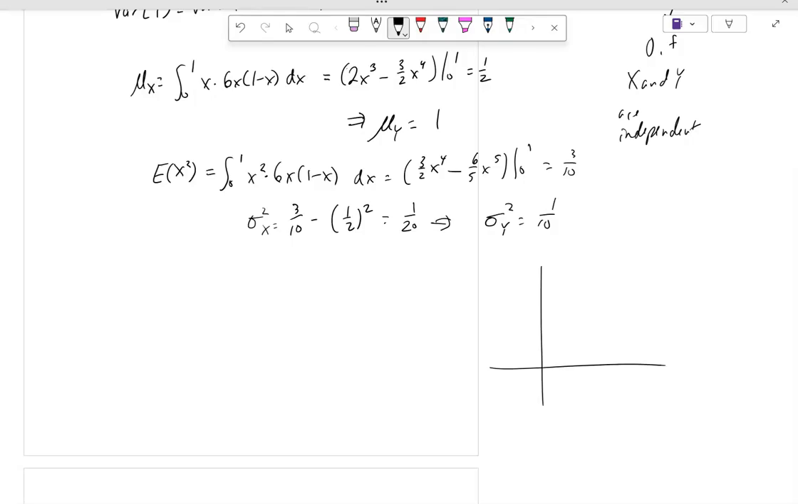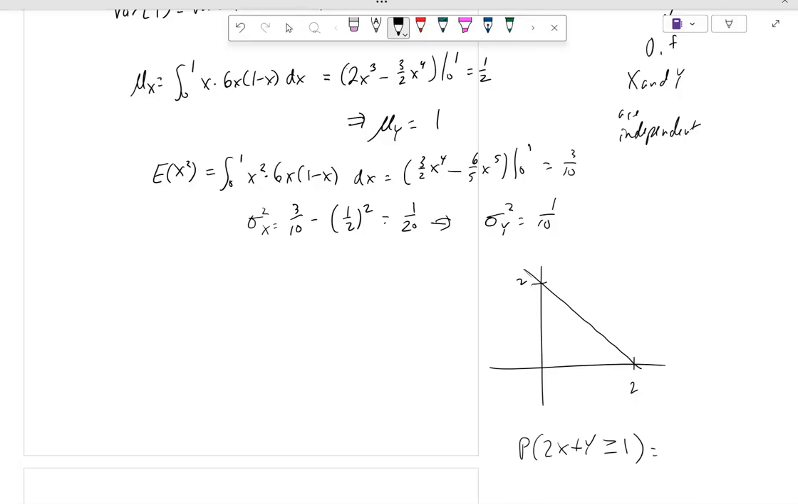Your region tells you your x's go from 0 to 2, and your y's go from 0 to 2 minus x. So that's your entire region. And then it asks you to find the probability that 2x plus y is greater than or equal to 1.